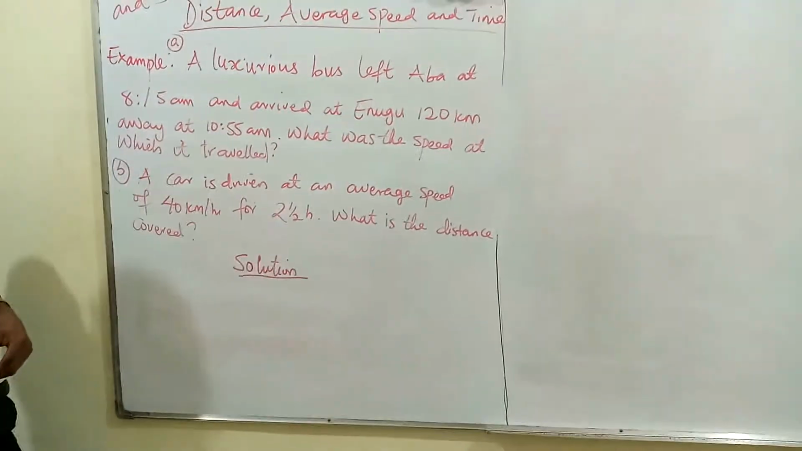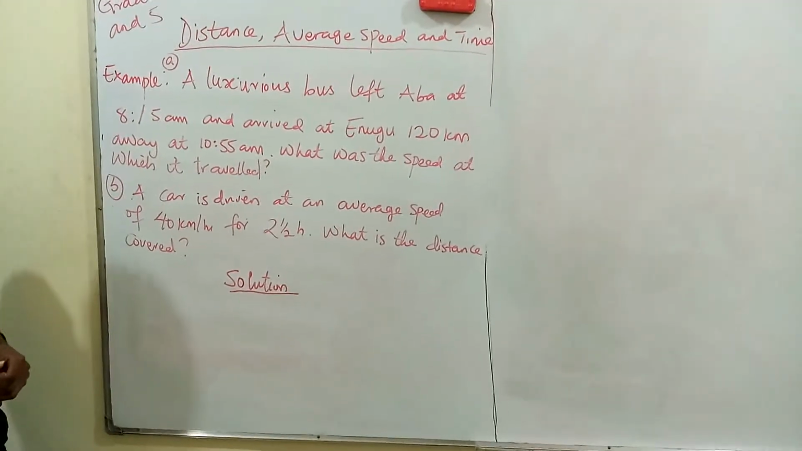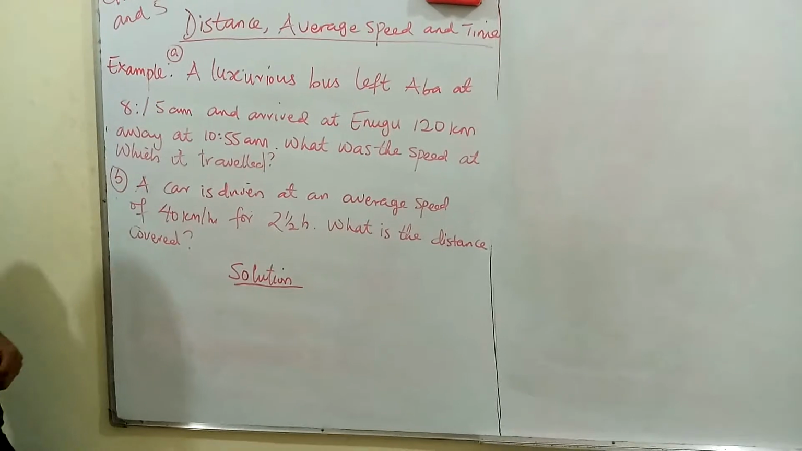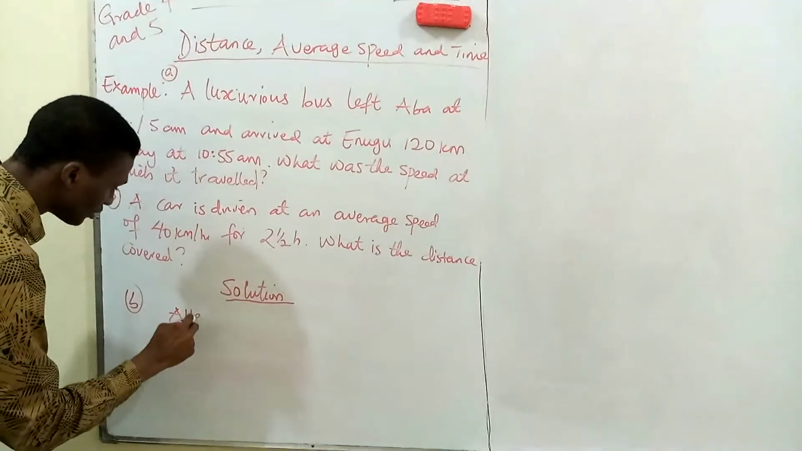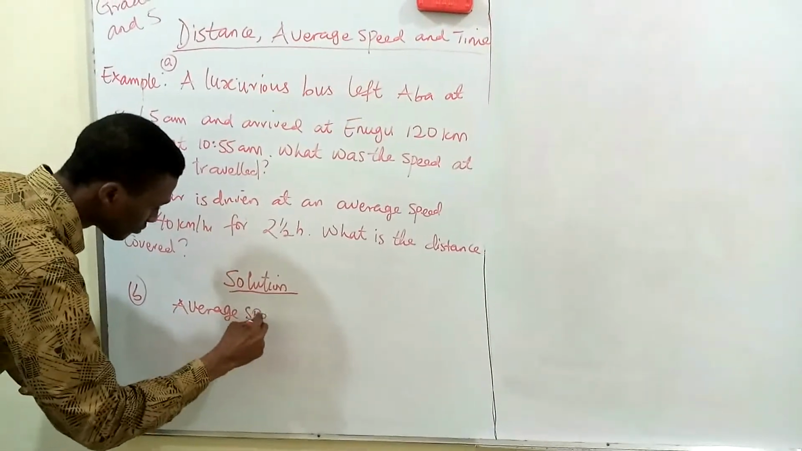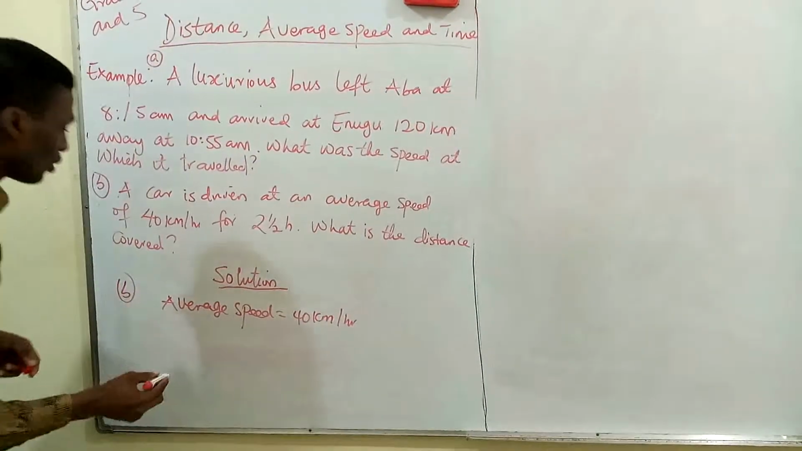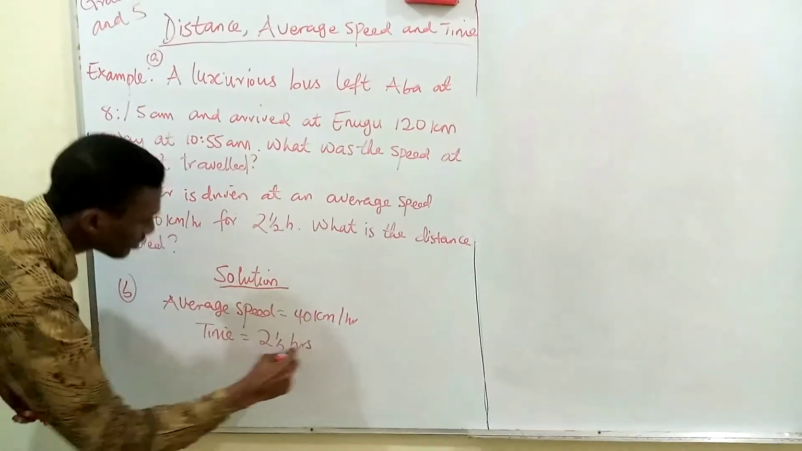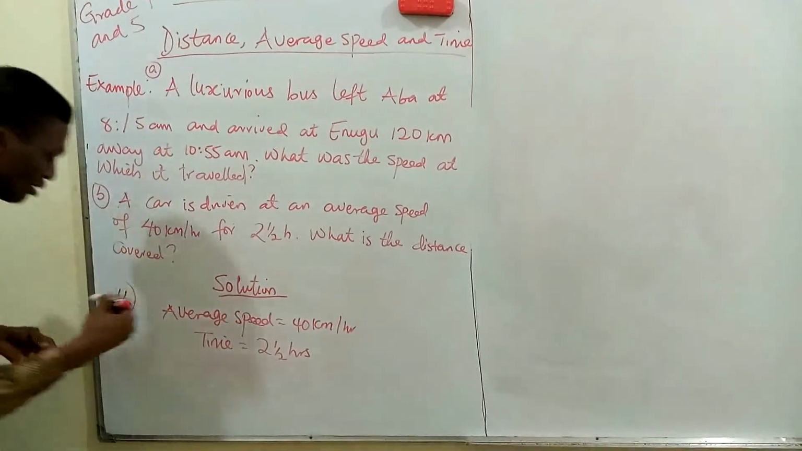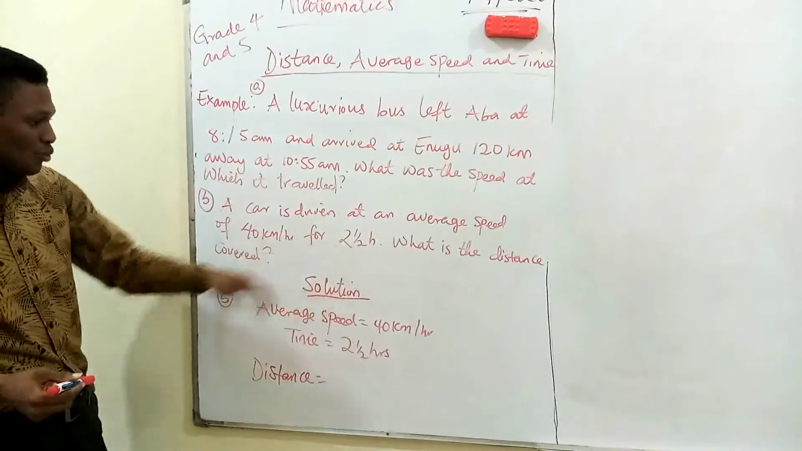Alright, let's look at the second question. A car is driven at an average speed of 40 kilometers per hour for 2.5 hours. What is the distance covered? The car is driven at an average speed of 40 kilometers per hour for 2.5 hours. So our time is 2.5 hours. To find the distance, we are given an average speed of 40 kilometers per hour and a time of 2.5 hours.